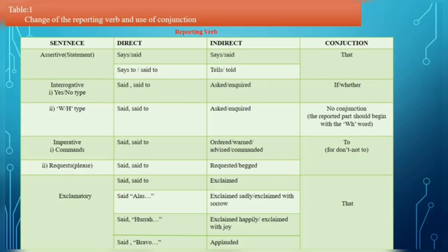And next is the exclamatory sentence. In an exclamatory sentence, the reporting verb "said to" in direct speech is changed into exclaimed. If an exclamation word like "alas" is in the sentence, we should write in indirect speech exclaimed sadly or exclaimed with sorrow. If "hooray" is given with the exclamation mark, we should write exclaimed happily or exclaimed with joy. And if "bravo" is given in the sentence, we should write the reporting verb as applauded. And the conjunction is "that."